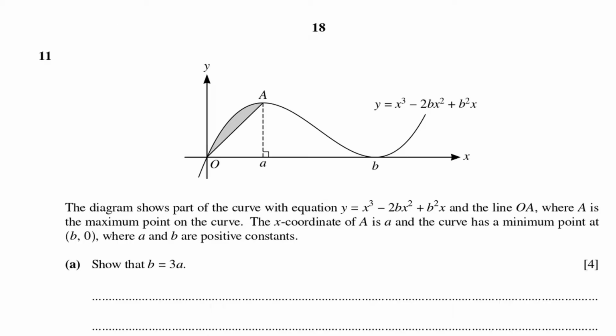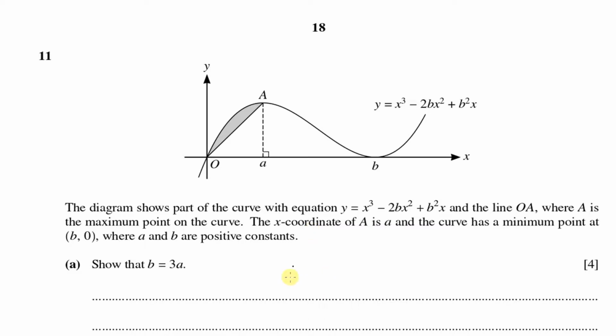Question 11. The diagram shows part of the curve with the equation y = x³ − 2bx² + b²x, and the line OA, where A is the maximum point on the curve. The x coordinate of A is a, and the curve has a minimum point at B(b, 0), where a and b are positive constants. Part (a): show that b = 3a.